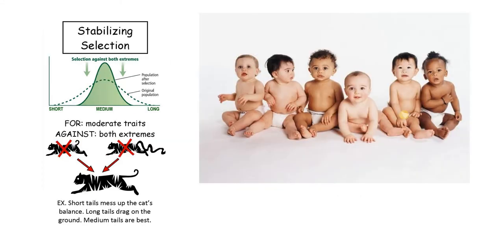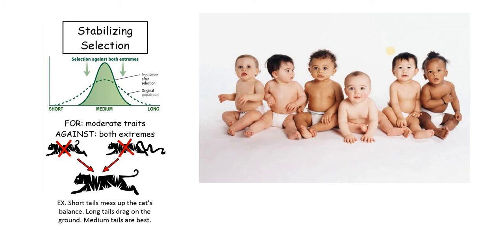So stabilising selection. This tends to favour individuals in the middle. So average individuals, or sometimes they talk about the modal average. So the mean is the kind of arithmetic average. Add them all up, divide them by however many you've got. The mode is the most common. So quite often they say the modal average, which is the most common trait, is favoured.